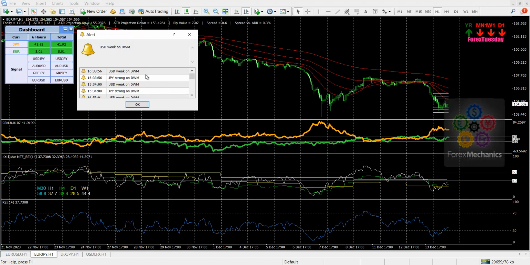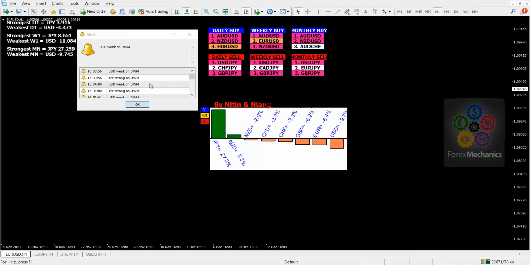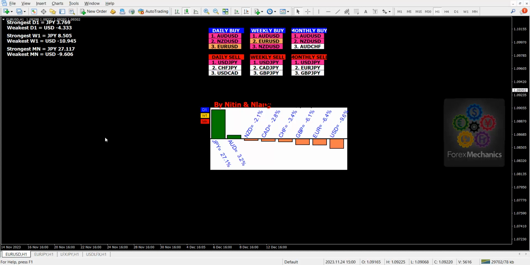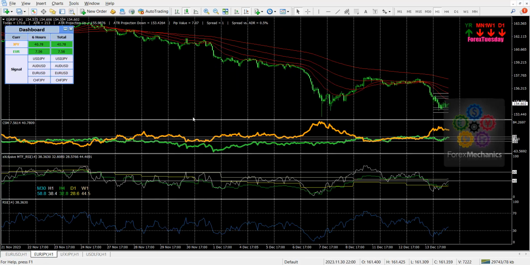So you can ignore this. This is basically the alert that I'm getting from my system, which tells you when a currency is really strong and weak. And you can see right now, we can clearly see that there is some action happening on the dollar. I will look at that later.